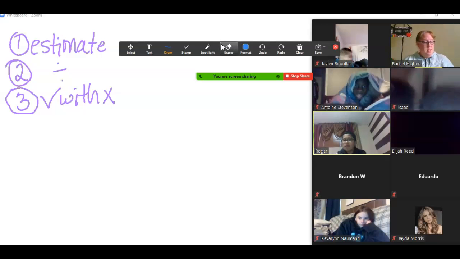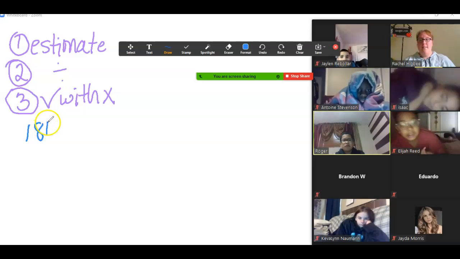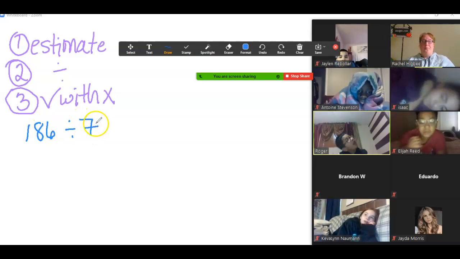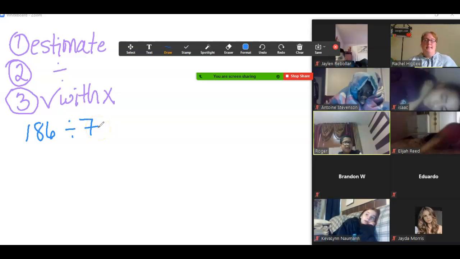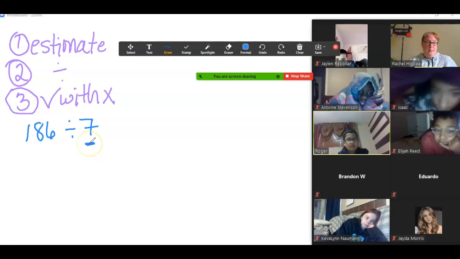Okay, so this problem we're going to do is 186 divided by 7. All right, since this is a single digit, I'm going to keep it. I'm not going to round it. Okay, because again, I should know my sevens, and if I don't know my sevens, I can at least go look at a multiplication chart.